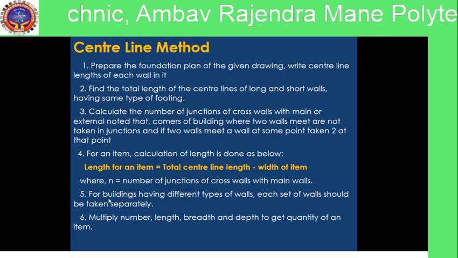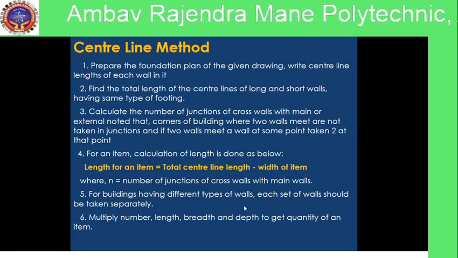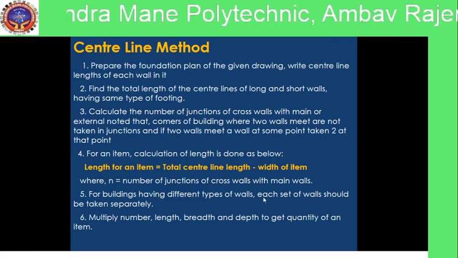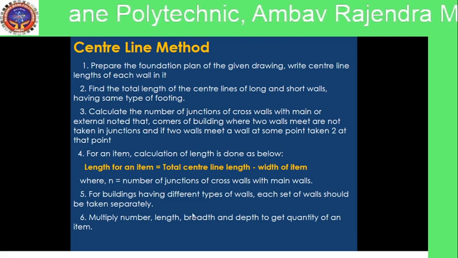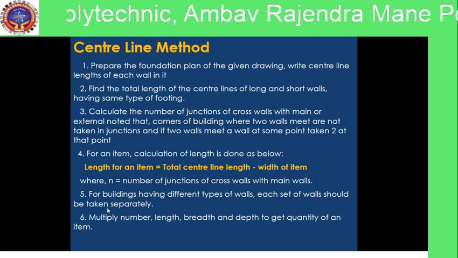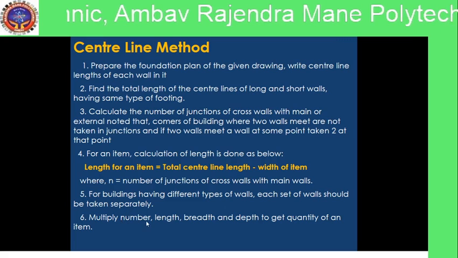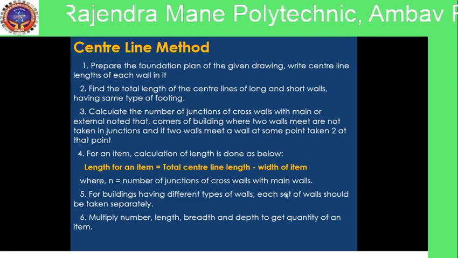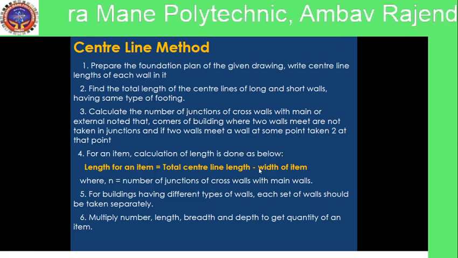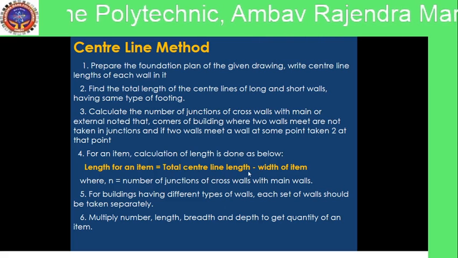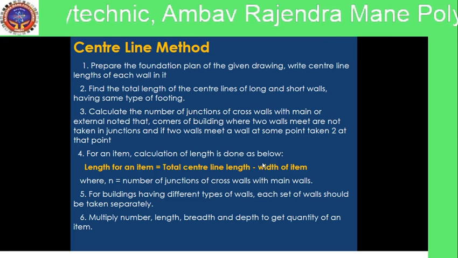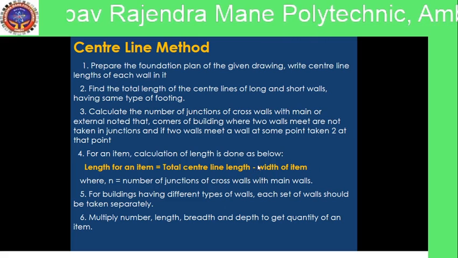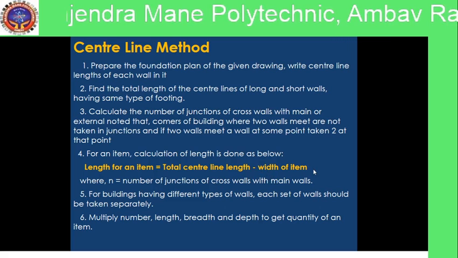For buildings having different types of walls, each set of walls should be taken separately. Multiply number, length, breadth and depth to get the quantity of a footing. So here we have to take total center line length minus n into half width of the footing, where n is the number of junctions.